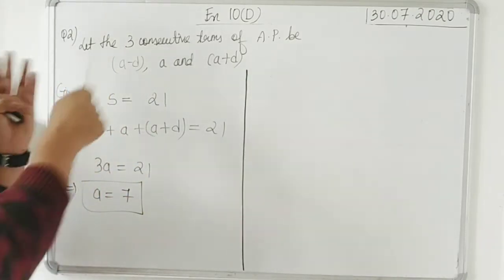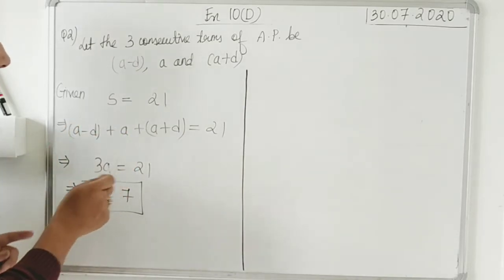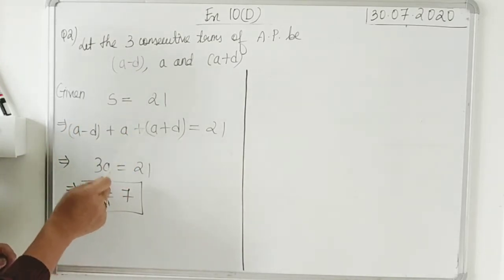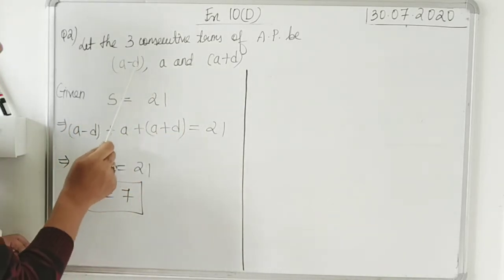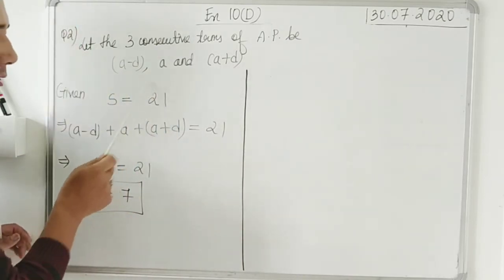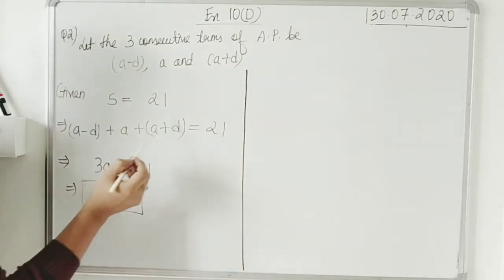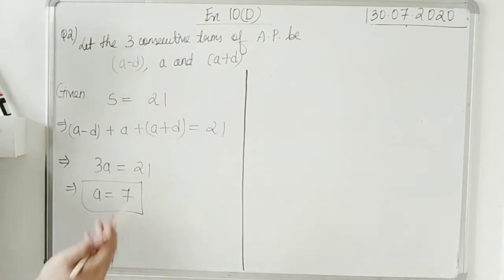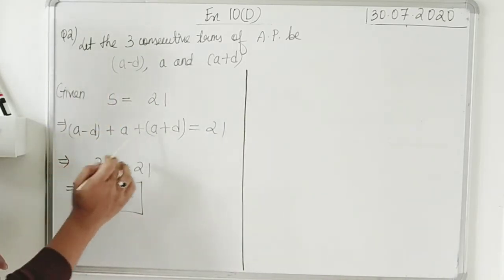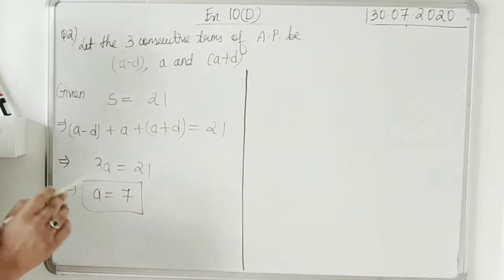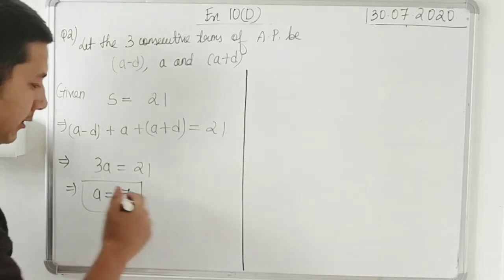Okay, so what is given to us? The sum of these 3 consecutive terms is 21. Sum means what? Add these 3 numbers: A minus D plus A plus D. The sum is 21. So you can clearly make out that plus D and minus D get cancelled out, similar to the previous. 3A is equal to 21, so A equals 7. I hope everyone is clear to here, right?